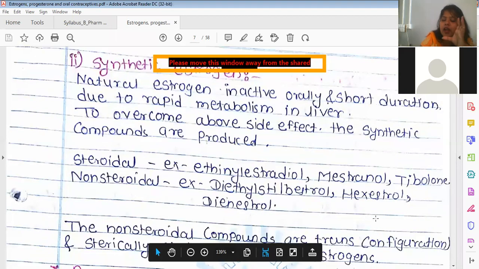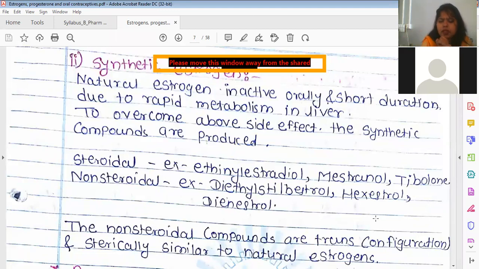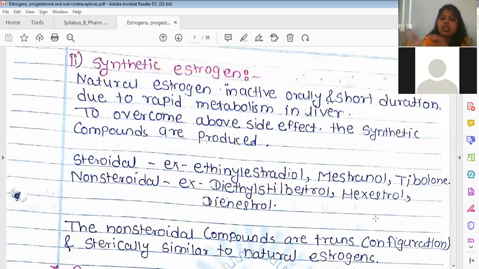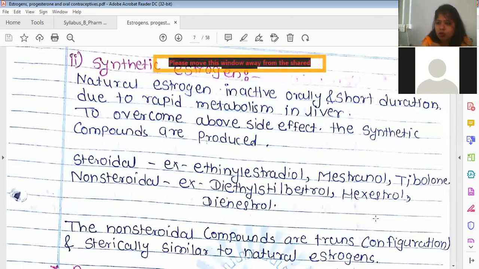It will be further divided having a structural differentiation, that is ethinylestradiol, mestranol and tibolone. Okay, and non-steroidal derivatives which show a similar action as that of estrogen are diethylstilbestrol, hexestrol and dienestrol. हे वेगळे वेगळे डेरिव्हेटिव्ह आहे. If some women are suffering from a menstrual problem and they take medicines, that time that medicine is one amongst these. ह्यापैकी 100% एक ड्रग असतं. क्लिअर? Why? It is a synthetic derivative.